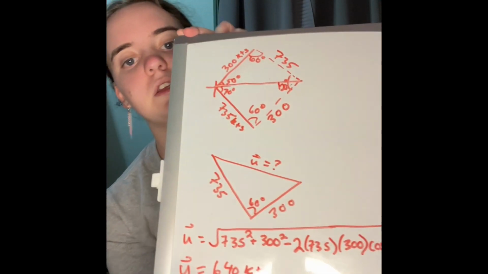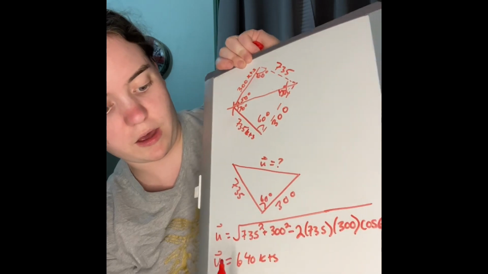And we can use our cosine law. So I'm just plugging our values into that, which I will show in a moment. Cos 60. See, I plugged them all into the cosine law and I got 640 knots. Now, one moment and I'll show you how to find the angle. So now we use the sine law. So sine theta over 300 and then sine 60 over 640.